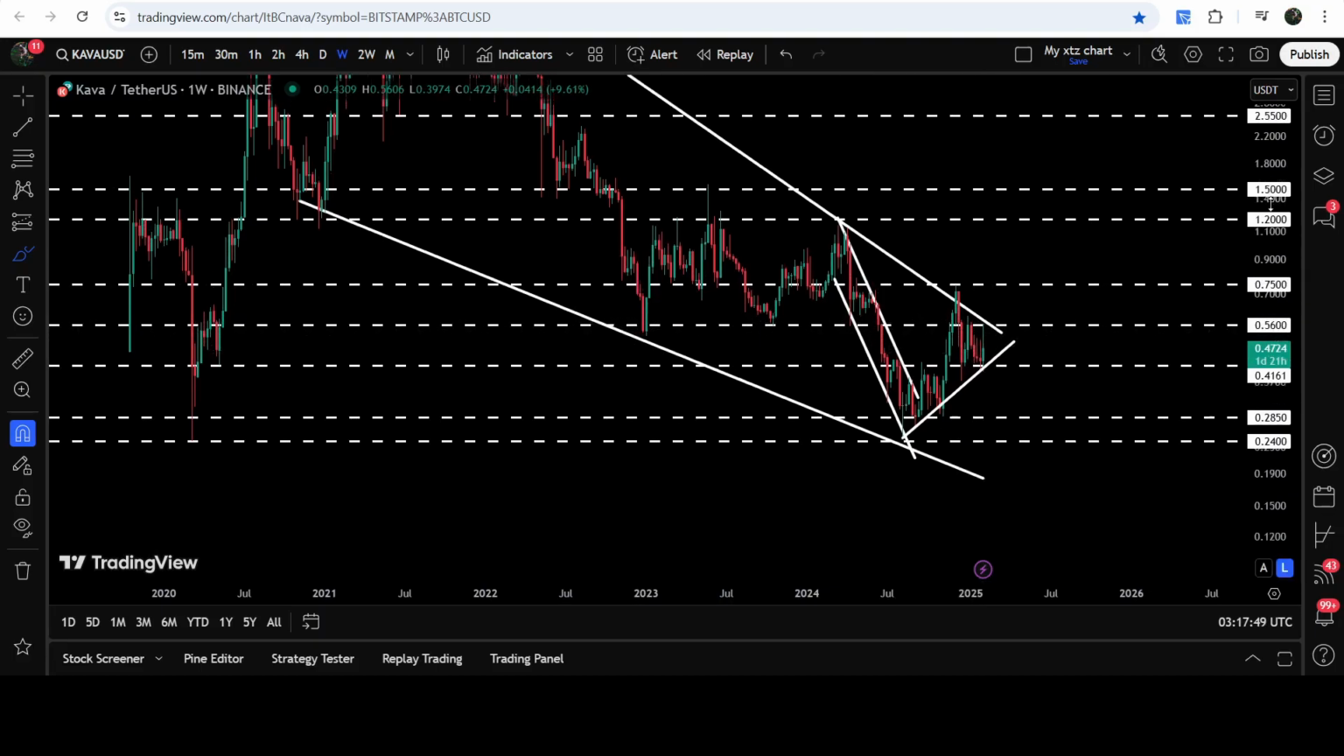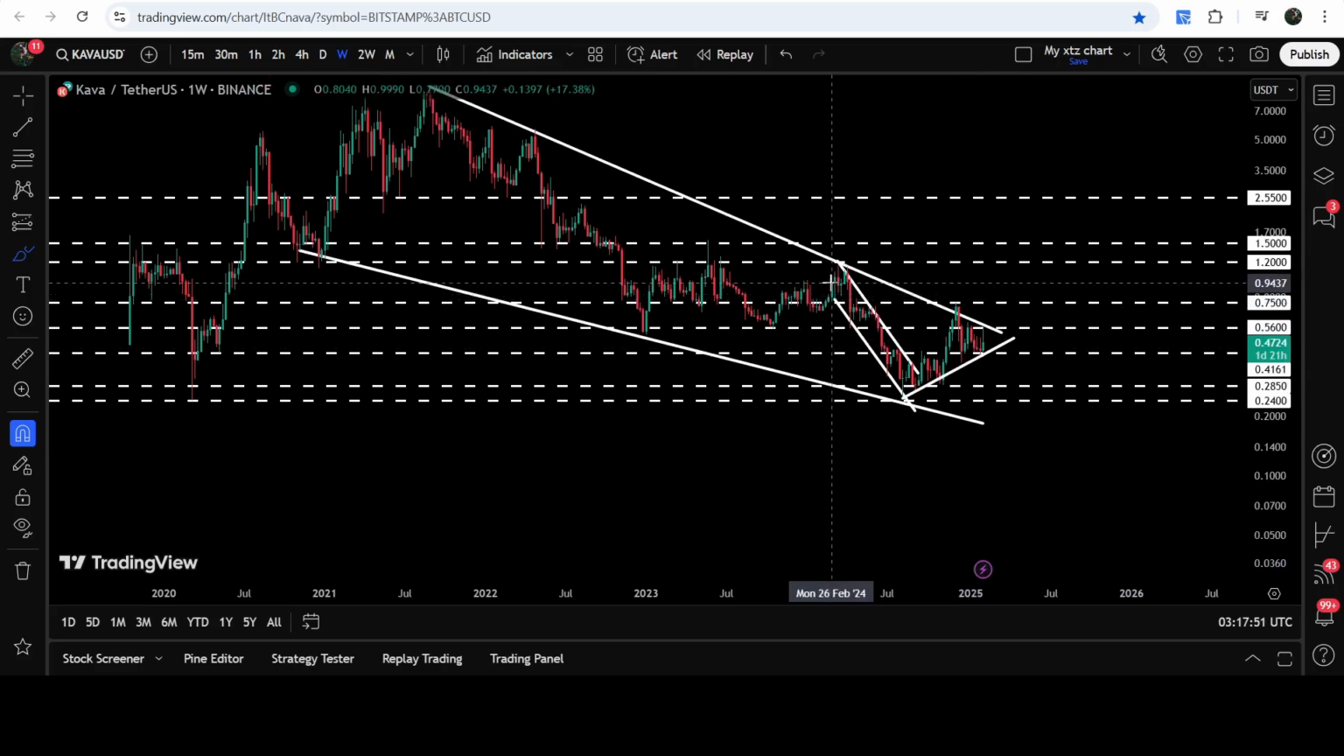By the way, so far, the price could not hit the target for the breakout for this channel. And that target is here at the top of the channel. It is approximately at $1.20. And if the price reaches there, then we can break out the resistance of the wedge and we can also break out this resistance of 56 cents and the 75 cents resistance as well.